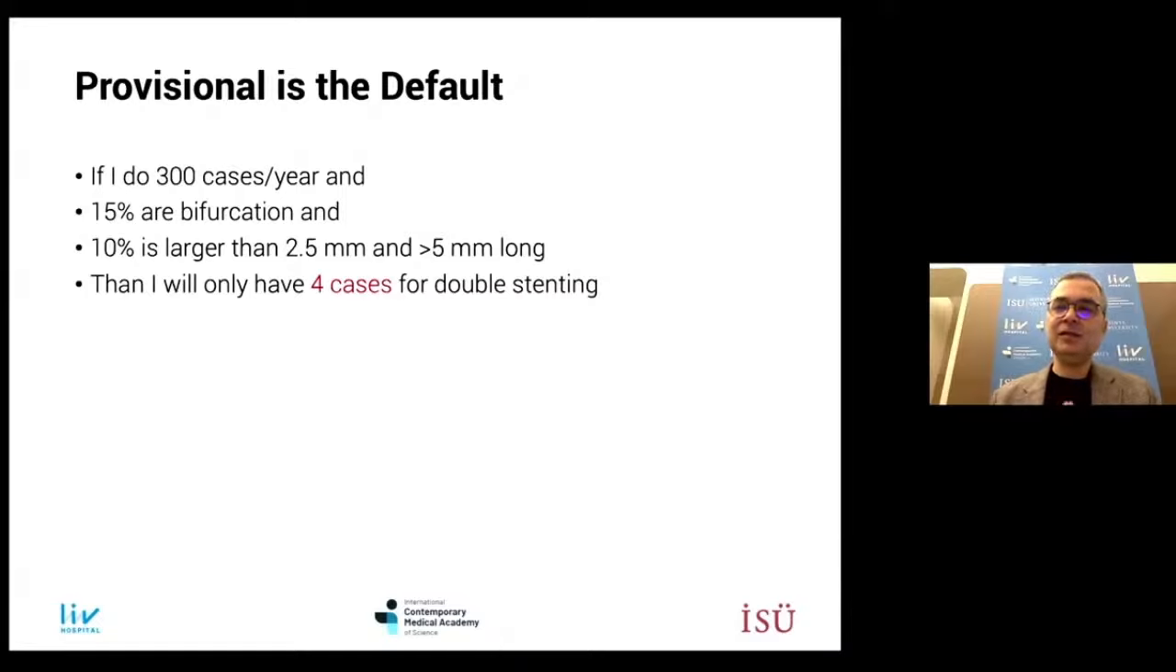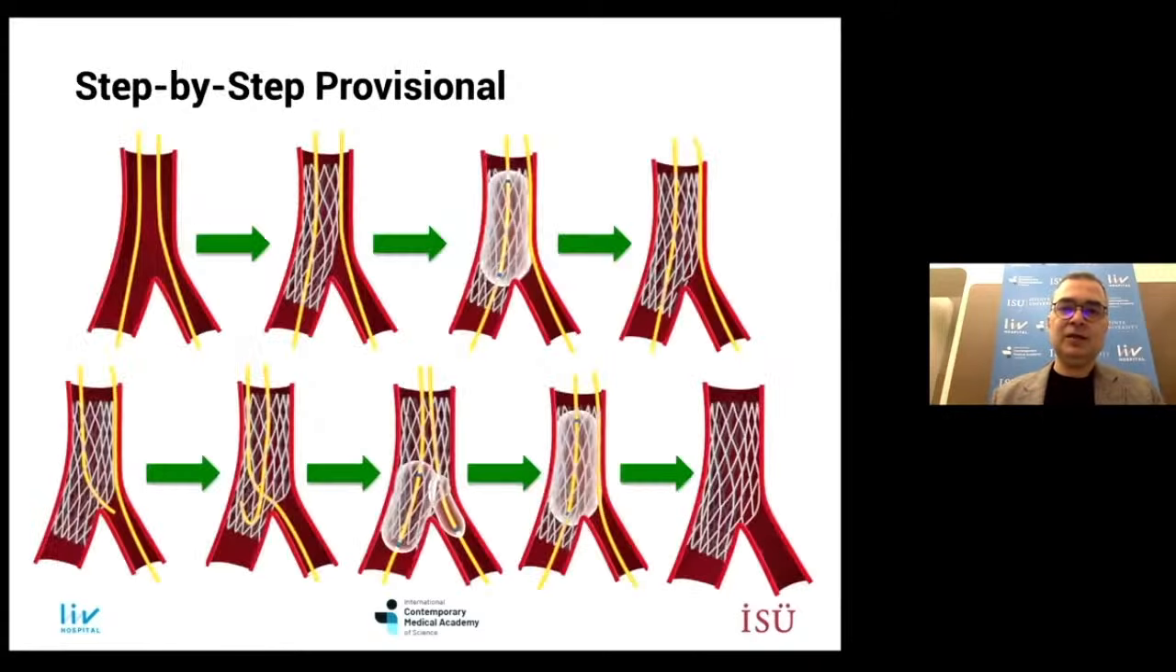But that doesn't mean that two stent strategies are not important. They're important, but you should know every detail of this provisional stenting and bifurcation treatment, because if you finish the case perfectly, of course, the long-term follow-up will be perfect. So this is a representation of the step-by-step approach of provisional stenting, and it starts with two guide wires.